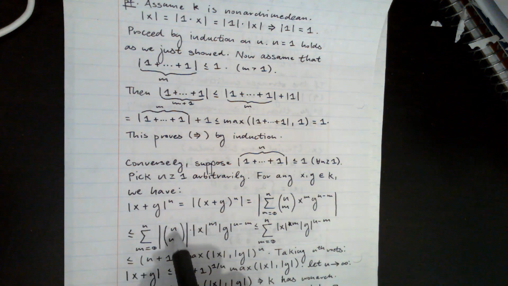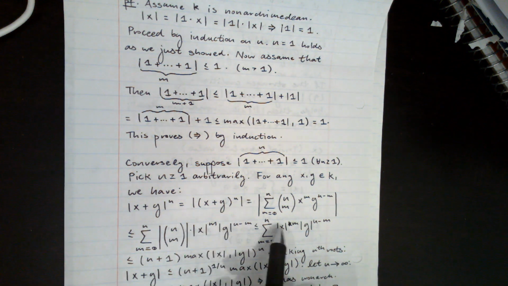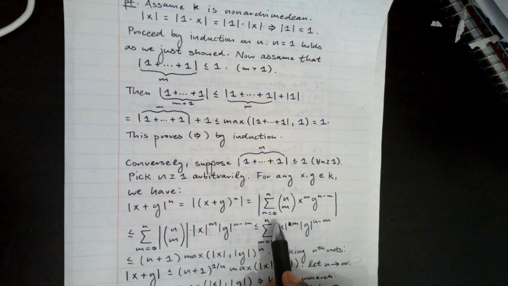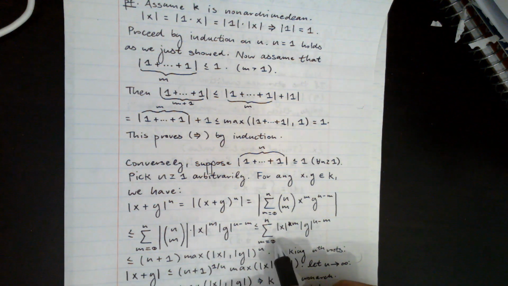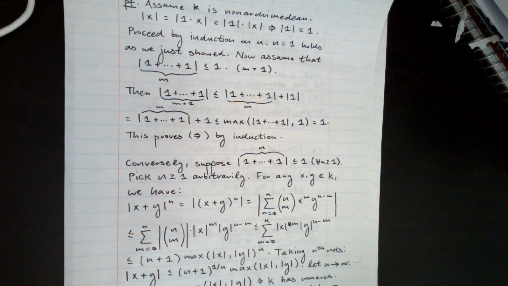So we can bound each of these summands by 1 times this, which is of course just this sum, and we can write that this holds. So we can notice that this is less than or equal to the sum from 0 to n of the absolute value of x to the m times y to the n minus m.